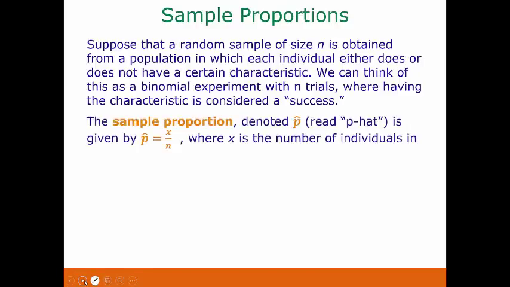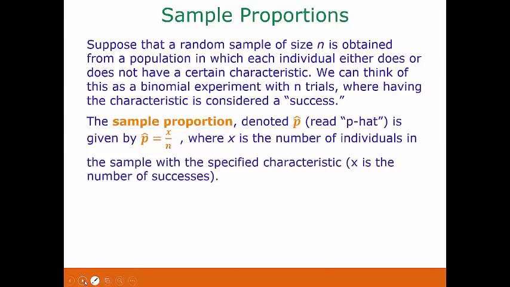The sample proportion, denoted p hat, is given by p hat equals x over n, where x is the number of individuals in the sample with the specified characteristic. Again, if we're thinking of this as a binomial experiment, remember x would be the number of successes.